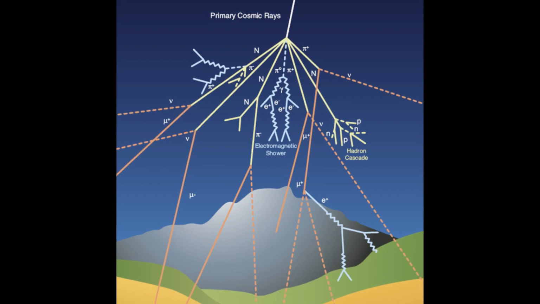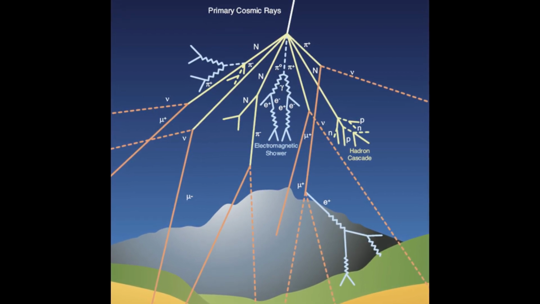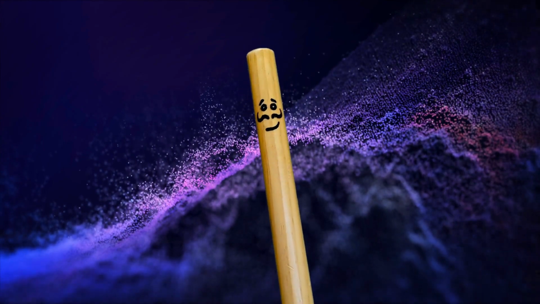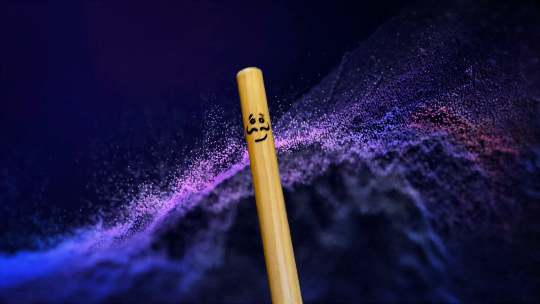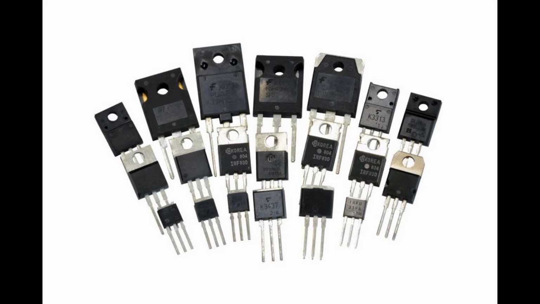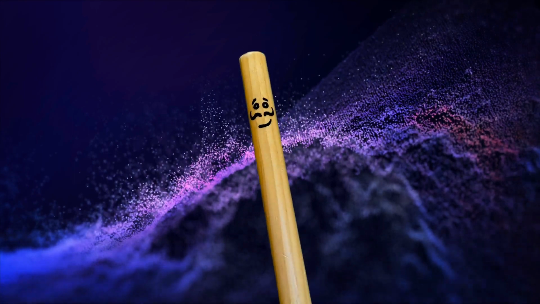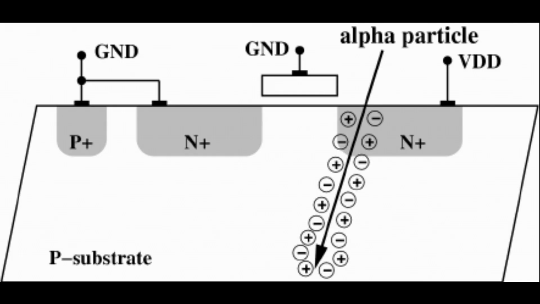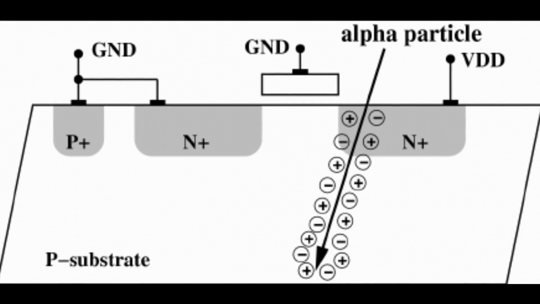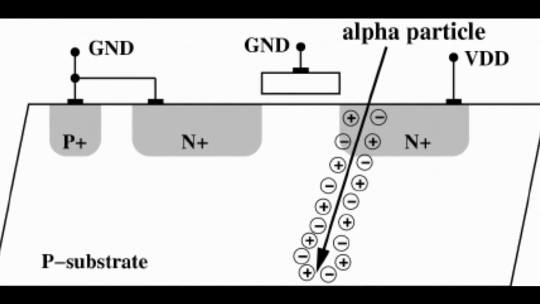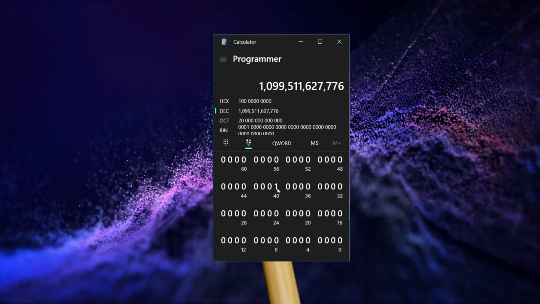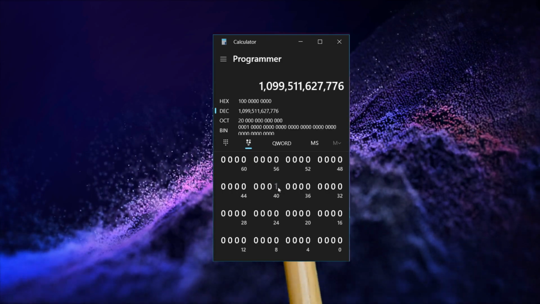The shower of particles from cosmic rays can also generate charged particles, and computer memory basically boils down to storing a charge in a transistor. So if a charged particle interacts with the charge stored in said transistor in just the right way, it could change its value, causing a bit flip, or a 1 turning into a 0, or vice versa.